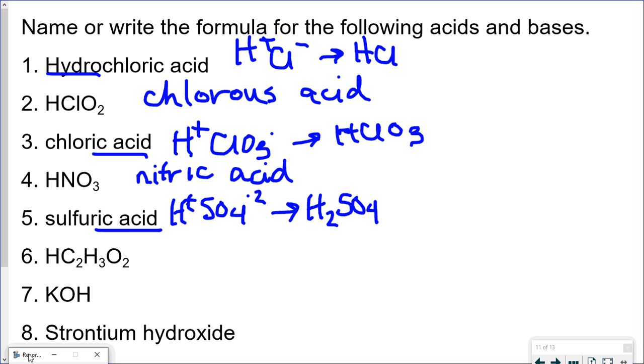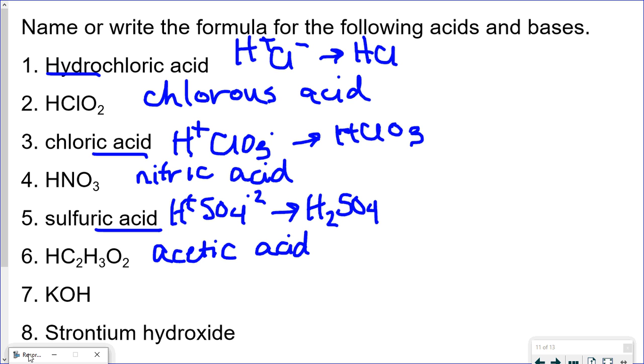Looking at number 6, we have HC2H3O2. If you remember, C2H3O2 is your polyatomic acetate. So this is using that same third rule. That's kind of the more common one you come across. So this is the one that is acetic because it has that IC ending and then followed by the word acid. So acetic acid.